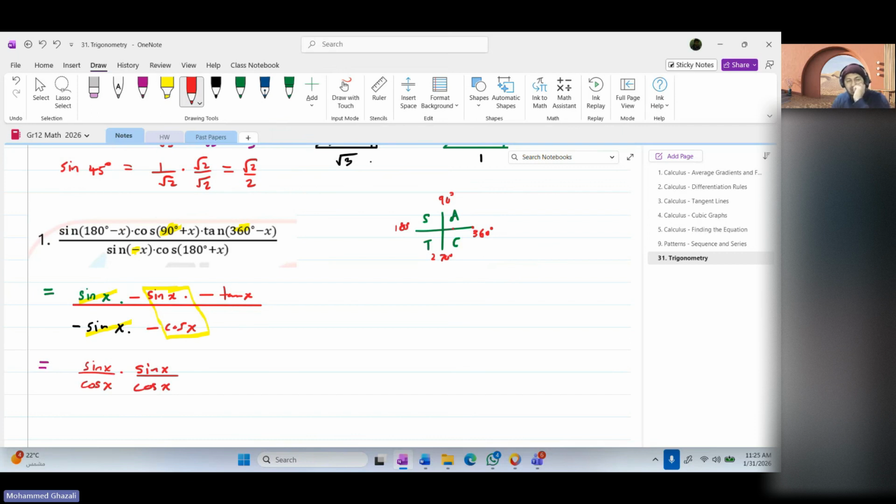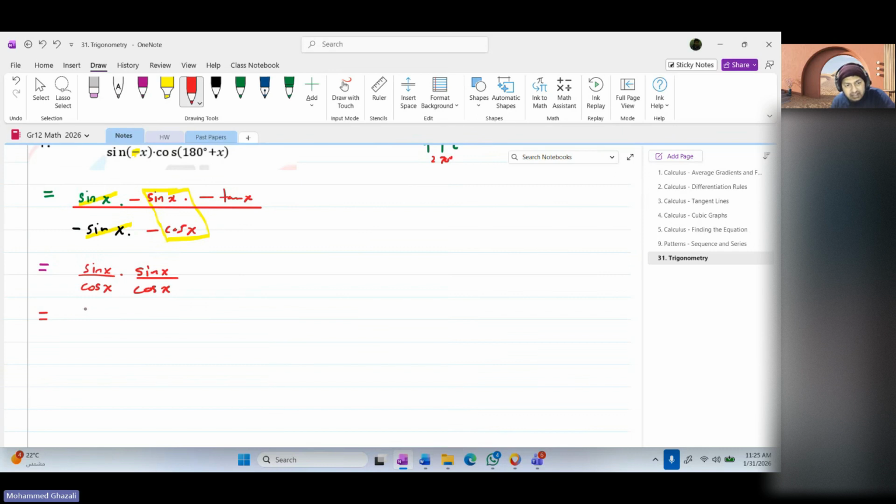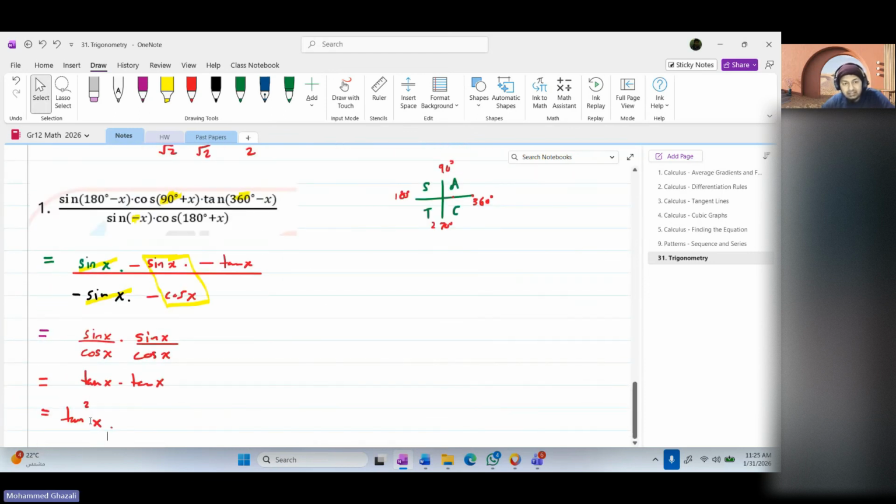So what we were supposed to write it as was a single trigonometric ratio. So we're going to write this as tan x times tan x. So this is just basically tan squared x, okay? Because we need to write it as a single trigonometric ratio. So that's basically tan squared. I hope you understood that.